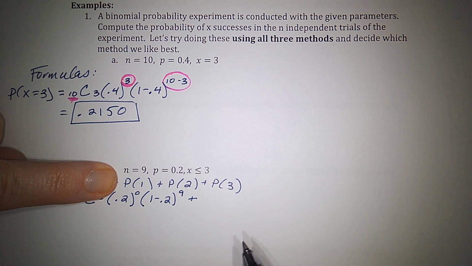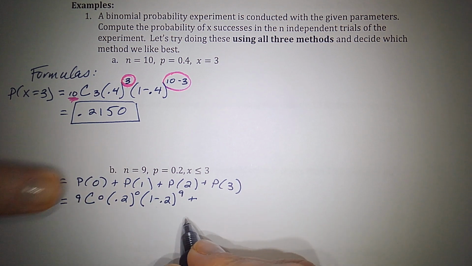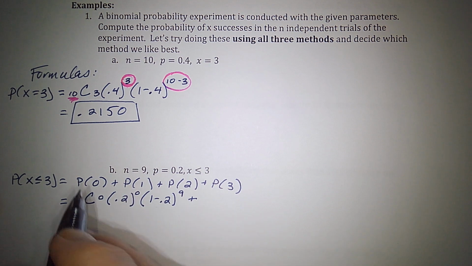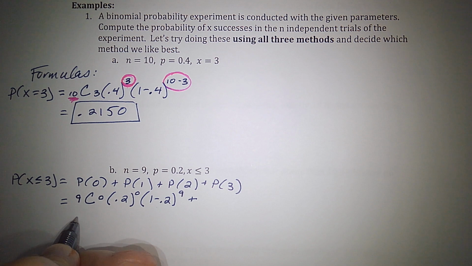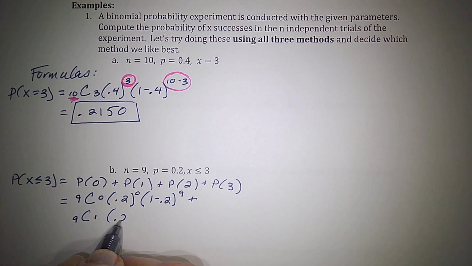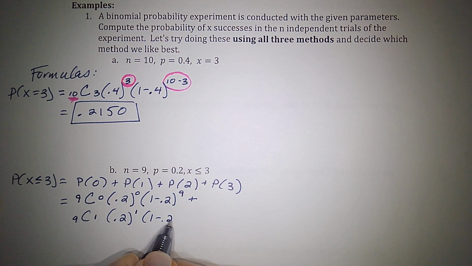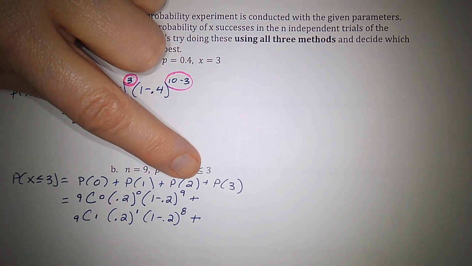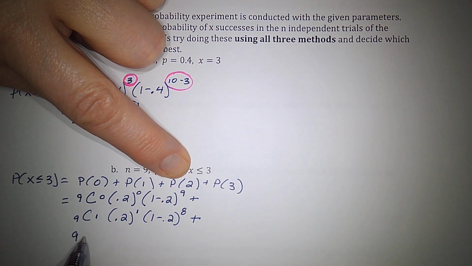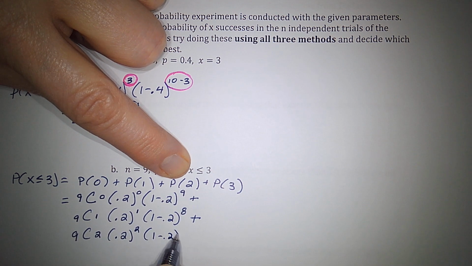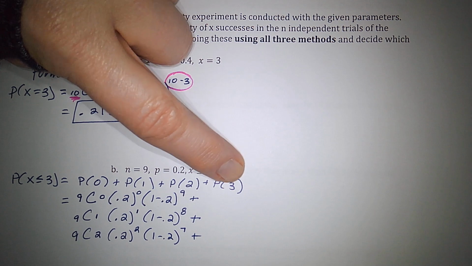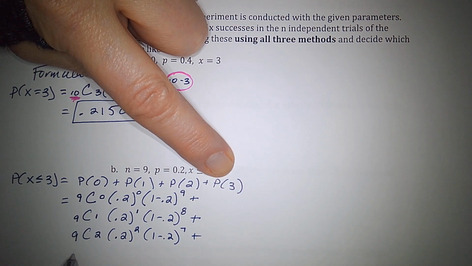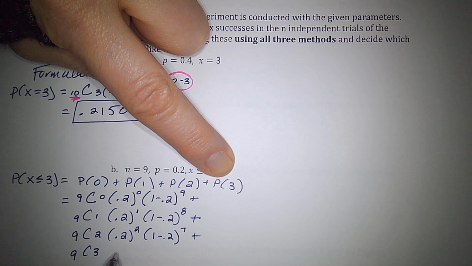Plus the probability of 1 success. So now we have to do all of this over again. The probability of 1 success is going to be 9 items taken 1 at a time. I want 1 success and 8 failures. Plus 2 successes will be next, which is 9 trials, 2 successes, which means then I'll have 7 failures, plus the probability of getting exactly 3 successes. So it's going to be 9 trials.